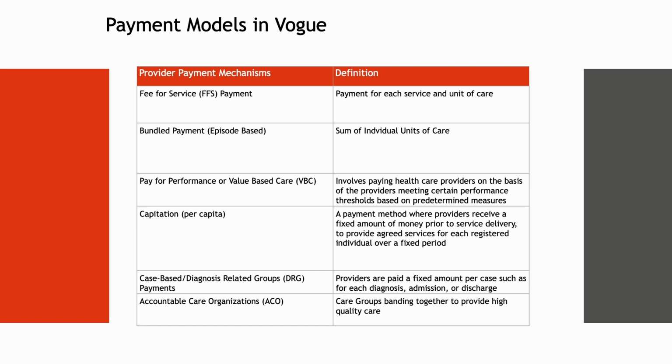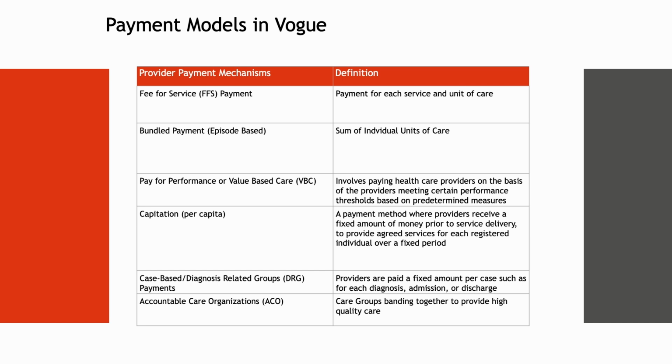And finally, you have the ACOs or the Accountable Care Organization payment model. Here, several care groups align together under a common umbrella to provide high-quality care that is coordinated. Some examples that come to mind are probably Kaiser Permanente in the United States, and we will also look at this and the implications of all of this in this section.